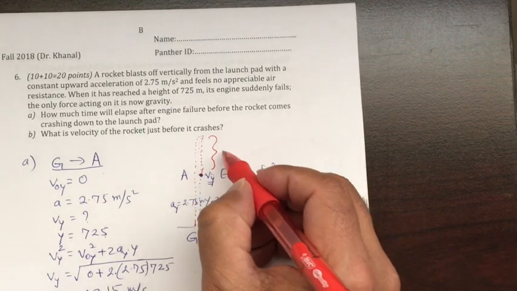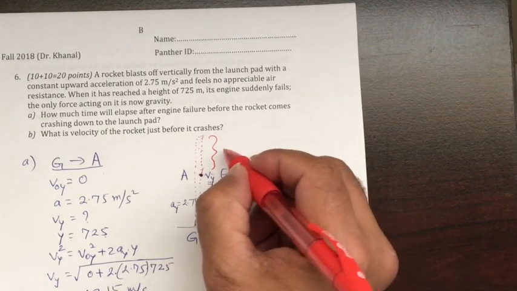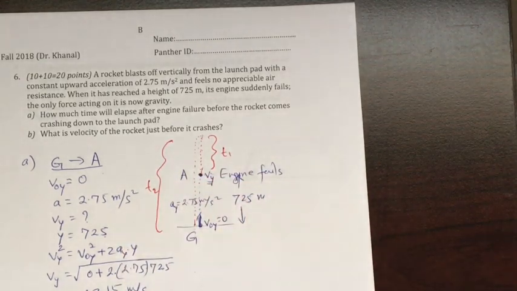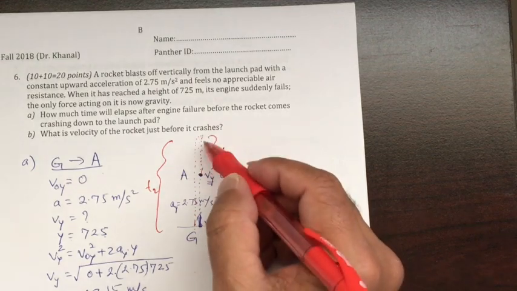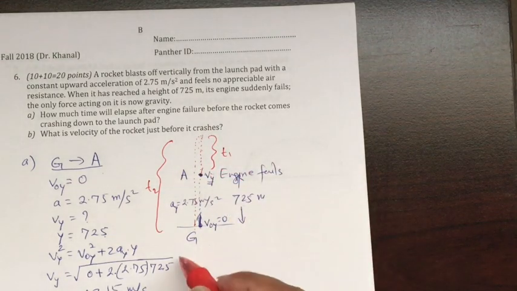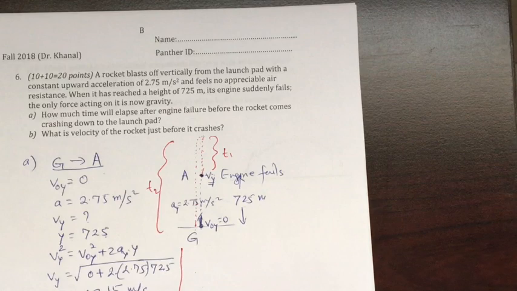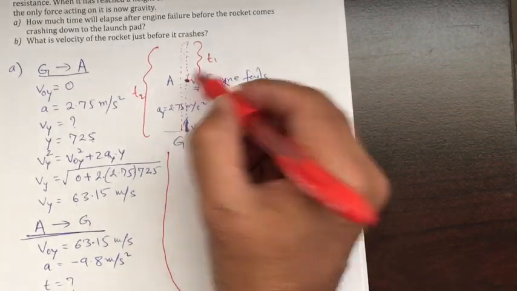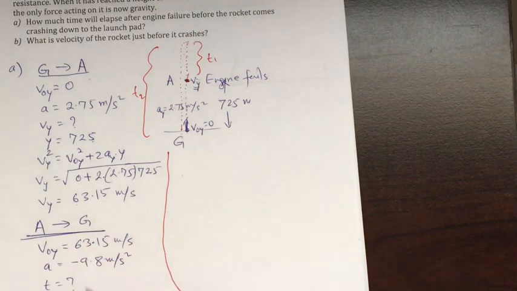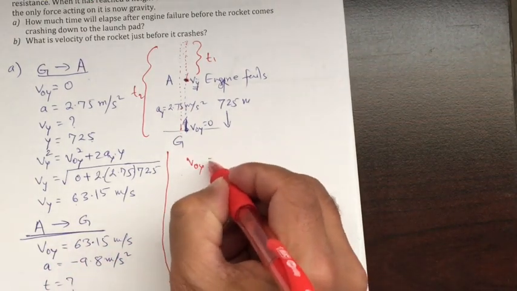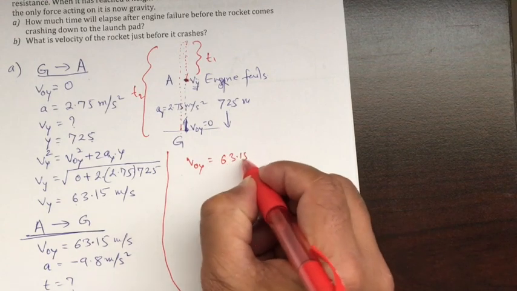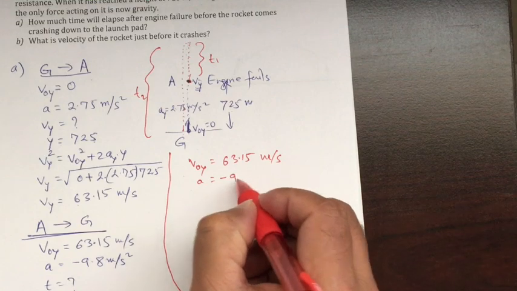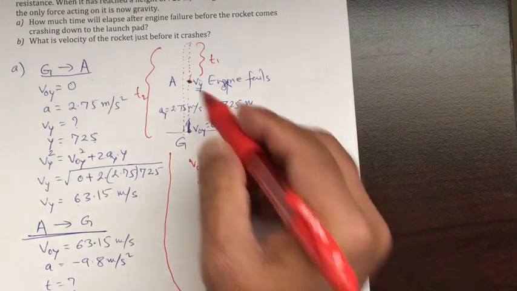Let's say this is t1, and from here to here it takes time t2, for example, right? But to find the time from here to here, you need the height, this distance, isn't it? So from this point it's pretty much the same thing. v0y is 63.15 meters per second. Your acceleration is negative 9.8 meters per second squared, because it's still going up.